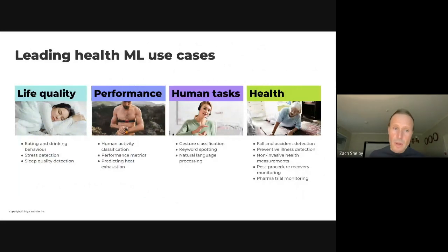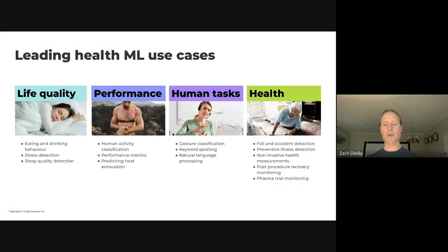What else can you do with machine learning and sensors and health algorithms? Well, the sky's the limit, right? These are some of the things that we're seeing very commonly, leading use cases, eating and drinking behavior, both for life quality as well as for elderly care, many different types of stress detection, including cognitive fatigue, which is a big deal in, for example, pilots, sleep quality detection, like talked about with Aura, activity classification, performance improvements and performance metrics, heat exhaustion that we talked about.